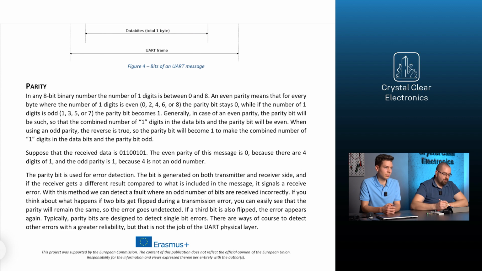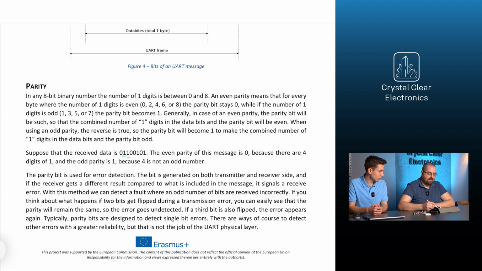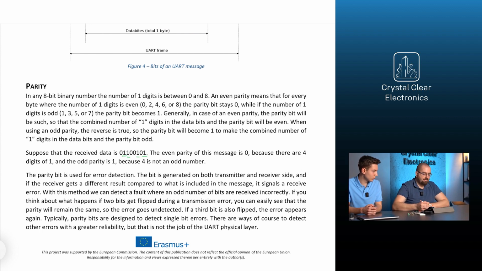Suppose that the received data is 011000101. The even parity of this message is 0 because there are 4 digits of 1, and the odd parity is 1 because 4 is not an odd number. The parity bit is used for error detection. The bit is generated on both the transmitter and receiver side, and if the receiver gets a different result compared to what is included in the message, it signals a received error.